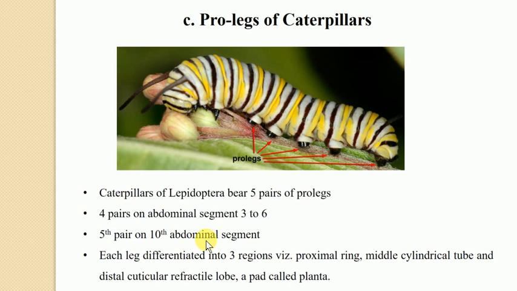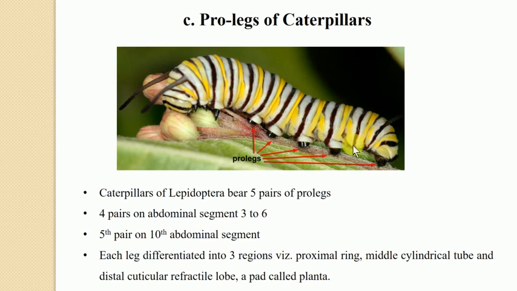The number and the development of the prolegs is reduced in some species of the Lepidoptera, but they are considered true segmental appendages, and they are found to develop from the embryonic limb rudiments and perform locomotory functions. Each leg is differentiated into 3 regions. The proximal region is referred to as the ring, the middle cylindrical region is known as the cylindrical tube, and the distal region is referred to as the cuticular retractile lobe pad, also called the plantula.